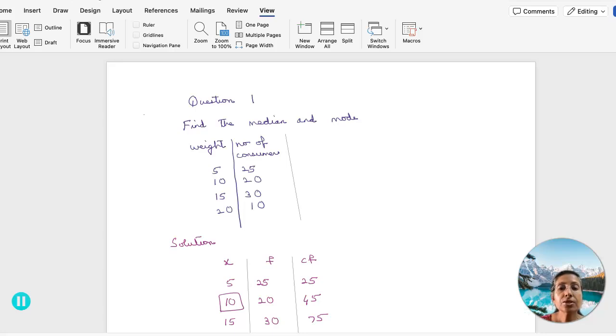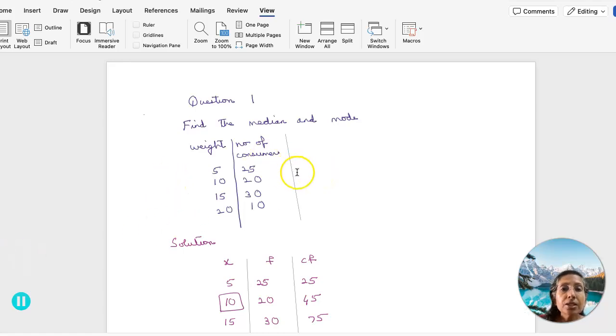Welcome to this class on statistics. You will be learning questions on mean, median, mode, and also how to interpret data analysis questions. So let's start. For this table, find the median and mode.